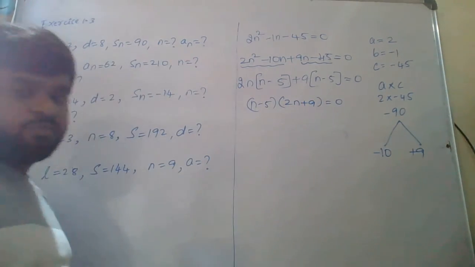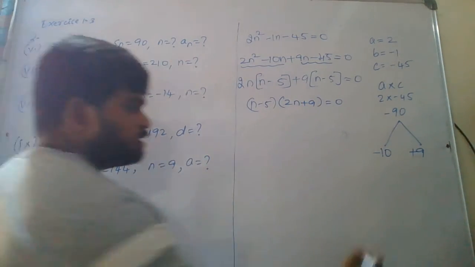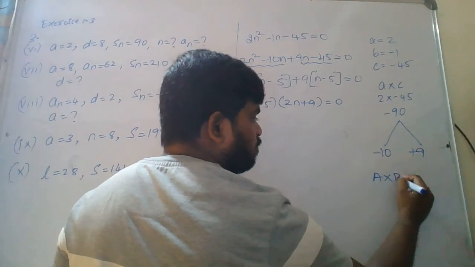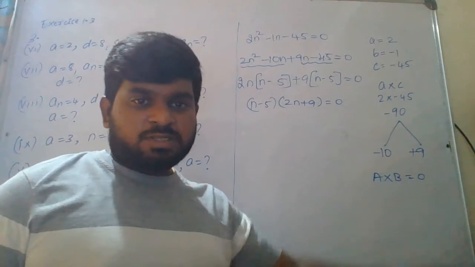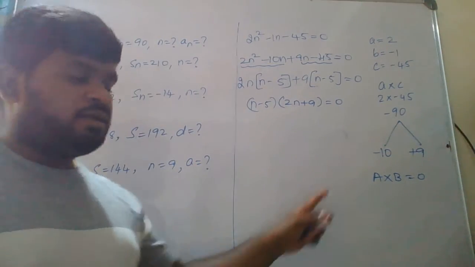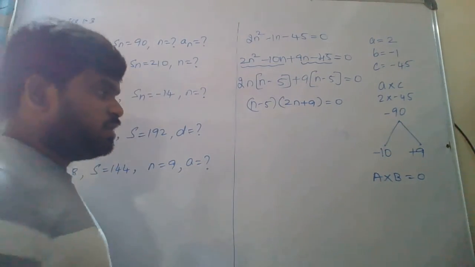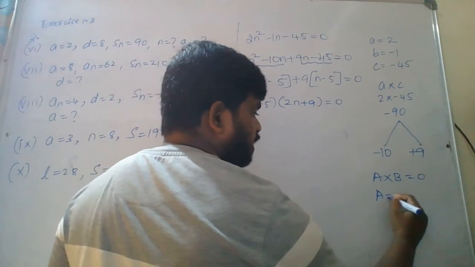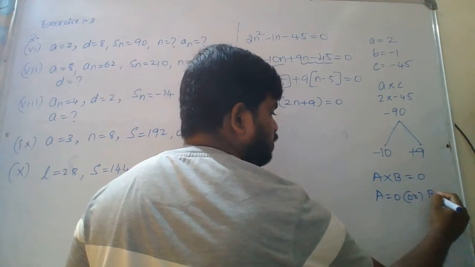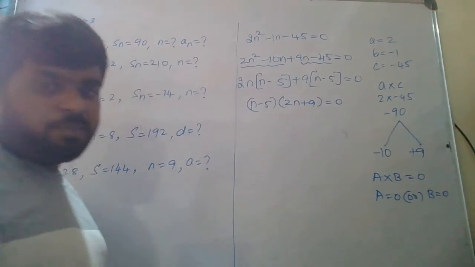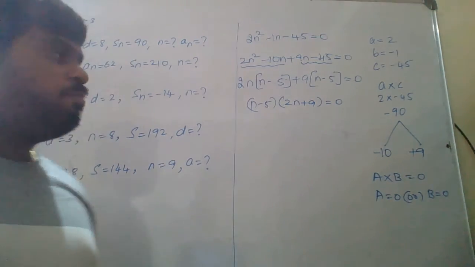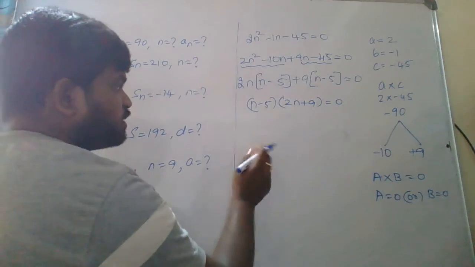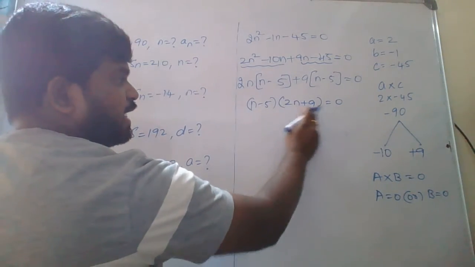equal to 0. Remember this. If you multiply two numbers and you're getting the answer as 0, then compulsorily any one of them will be 0. Either A should be 0 or B should be 0. Same thing. This is like A and this entire thing is like B.